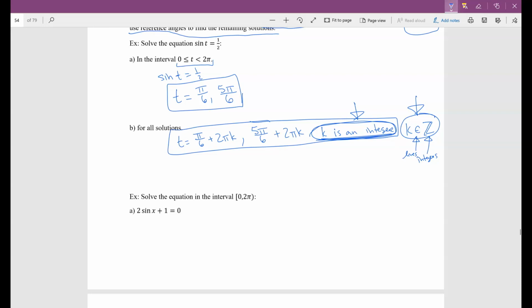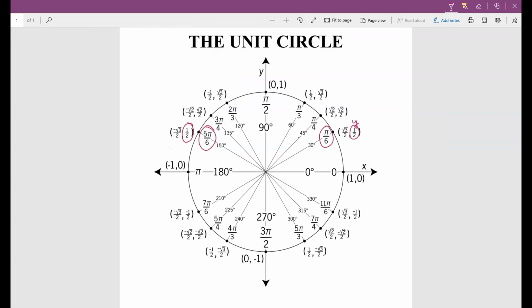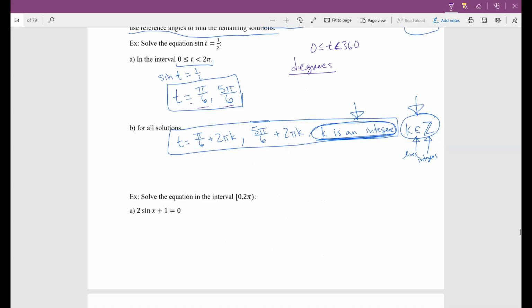Also, one other thing, sometimes you might get degrees. If I wanted everything in degrees, then these would be the same thing as degrees, 60 degrees. The way you will know it's degrees is that I will say t is between 0 and 360. When I look at my unit circle, I'm looking at 30 and 150 degrees. So you would just say that t is equal to 30 and 150 degrees.